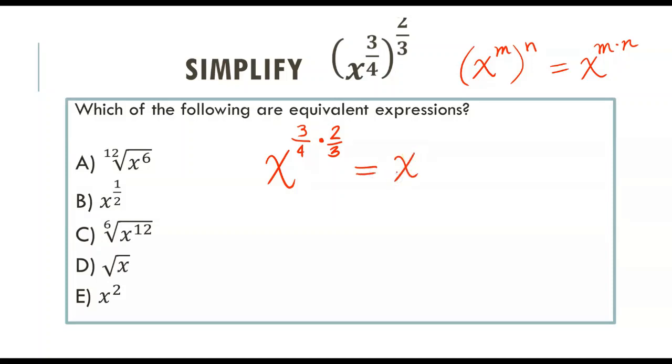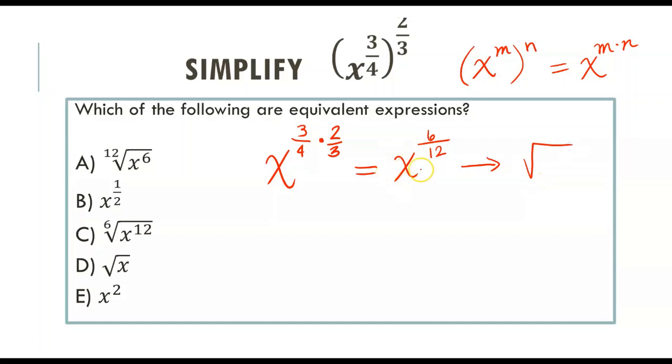So I am multiplying my numerators. 3 times 2 gives me 6. 4 times 3 gives me 12. This is x to the 6/12. And I'm looking at my options over here. The question asks, which of the following are equivalent expressions? Now, none of these have x to the 6/12, but we do see some options in radical form. So I am going to start by converting this to radical form to see which one of these is an equivalent expression to x to the 6/12.